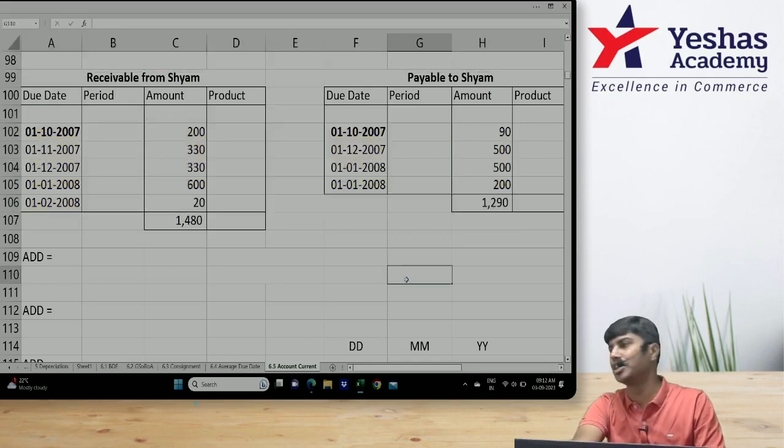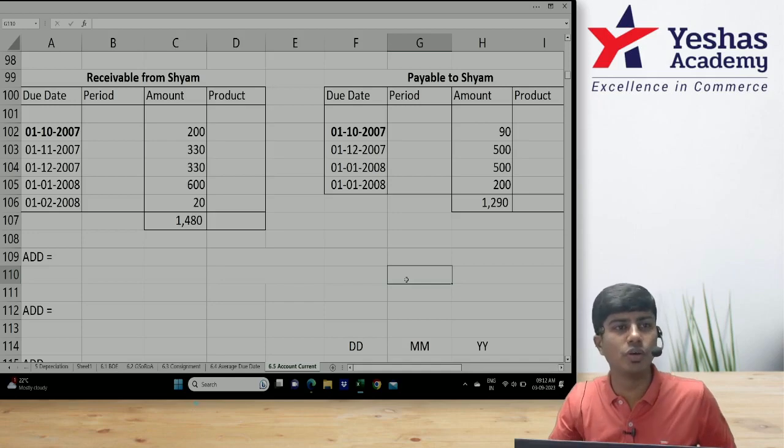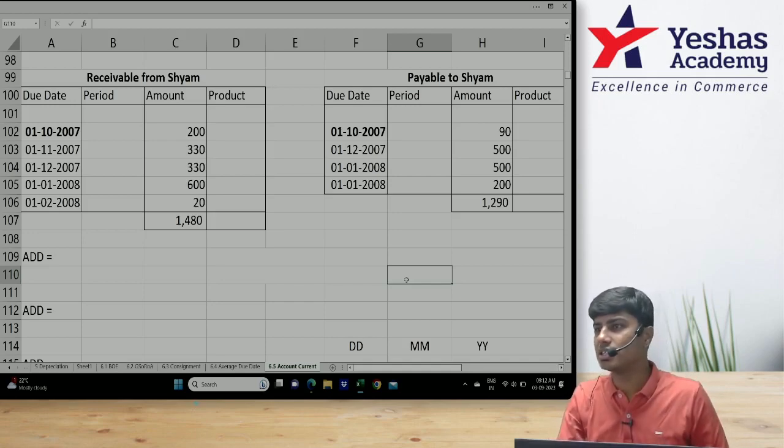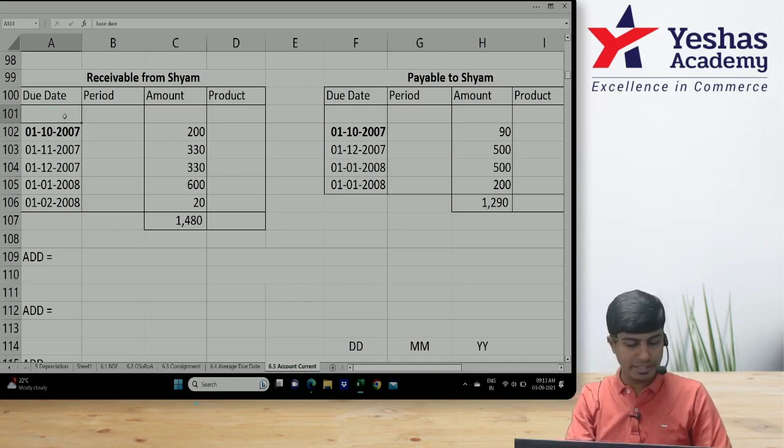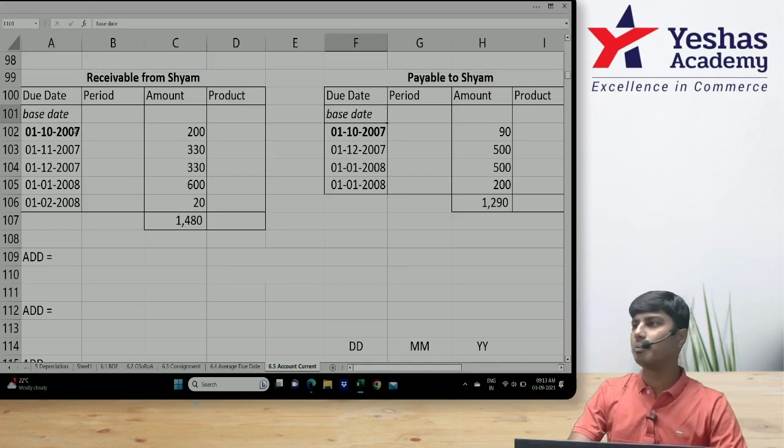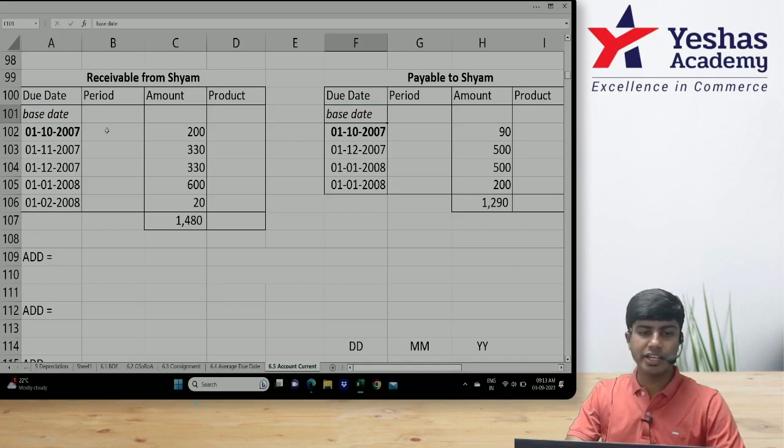Now we'll do our average date concept. In average date, what do we do? We'll find the earliest date as the base date. So we'll write here 1st of October is the base date. Now we'll find the period from the base date to each due date. Base date period will be 0. 1st of October to 1st of November.